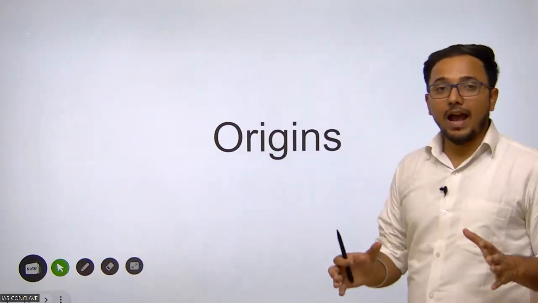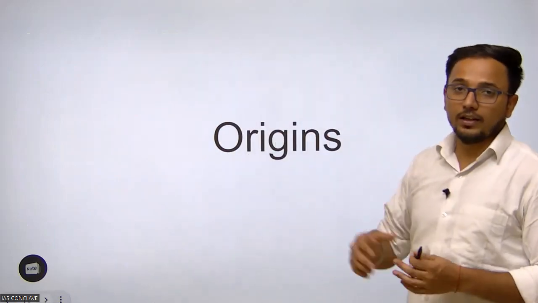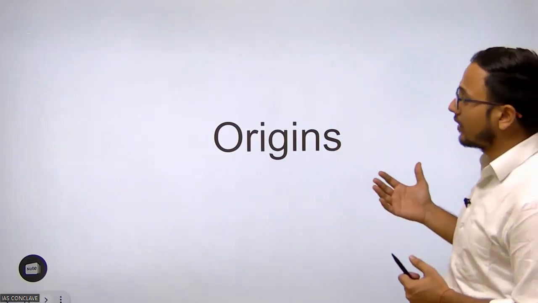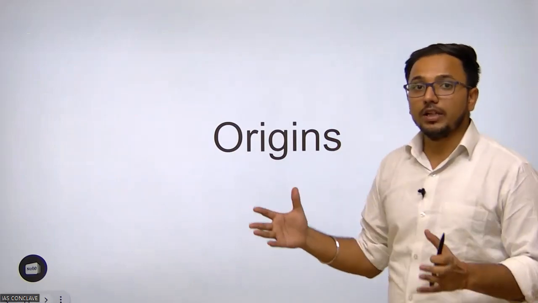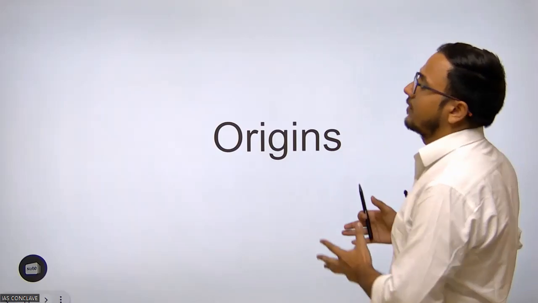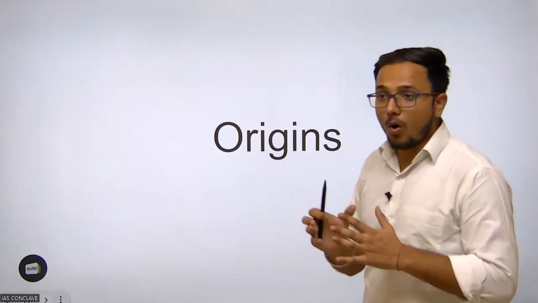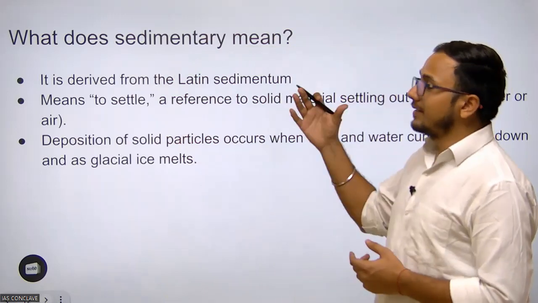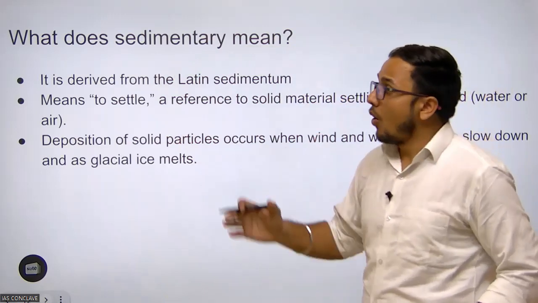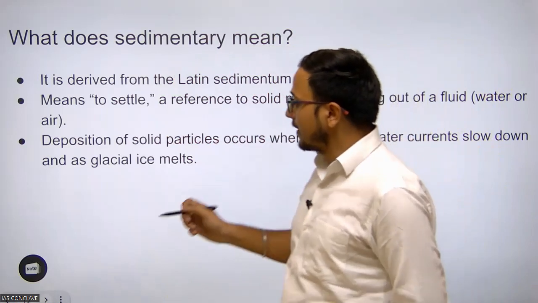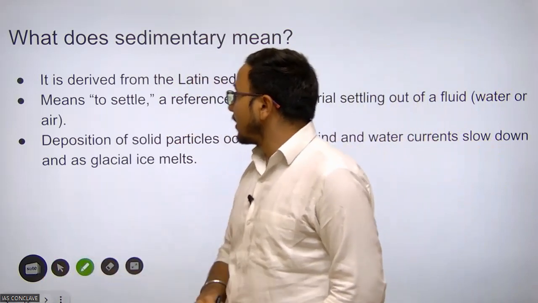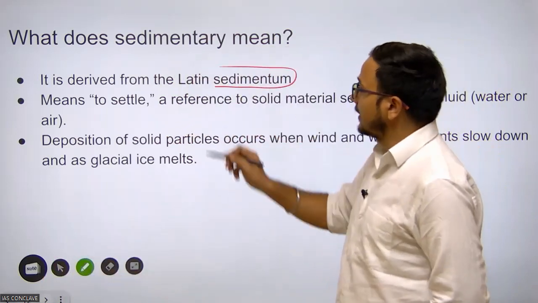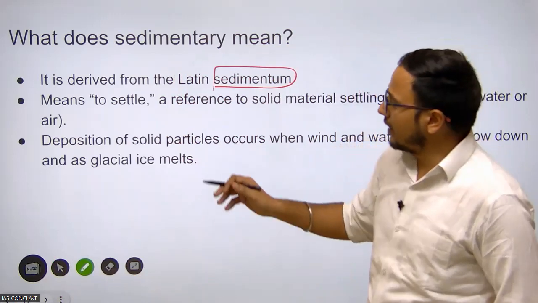Now we have seen the economic importance, ecological importance, and the clues to the geological past of the sedimentary rock. Now we will see the origins. How do sedimentary rocks originate? What does sedimentary mean? Sedimentary is derived from the Latin word sedimentum. What does sedimentum mean?